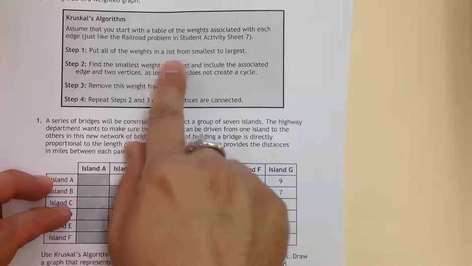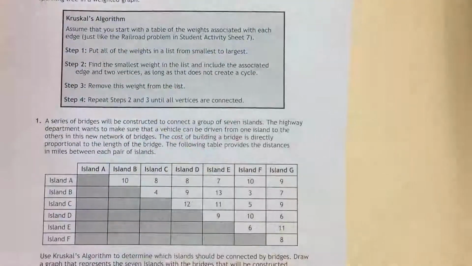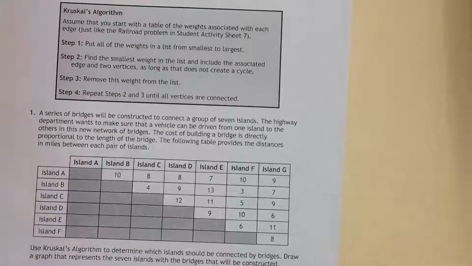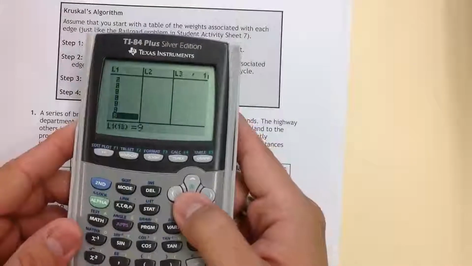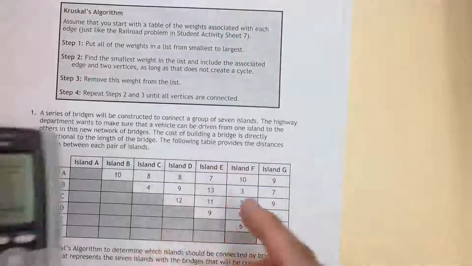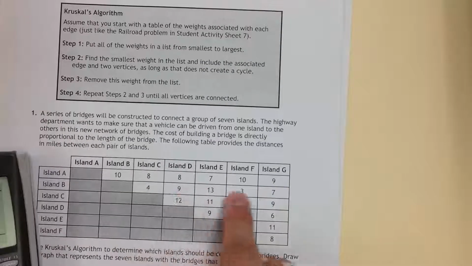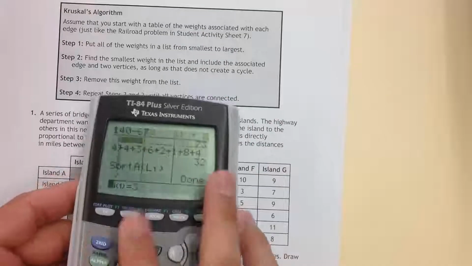So this is what Kruskal's algorithm says. Put all weights in a list from smallest to largest. Now, I understand you guys can do that by hand. It's really easy. In fact, the smallest one right here is 3, and next is 4, and you can go on from there. But since I'm a little bit handicapped in that, I've gotten my calculator to do it. I enter all the weights into my calculator just like this, in one big long list. And this is under L1 right now.